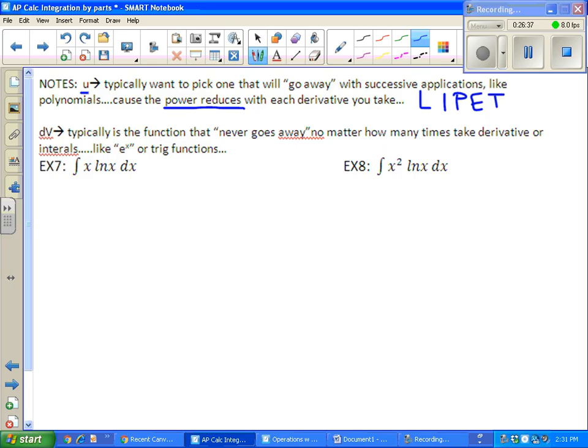All right, so here we go. Which one do I want to let be my u this time? I believe that's a log right there. So in this case, I'm actually going to take a log, so I'm going to let u be natural log of x.